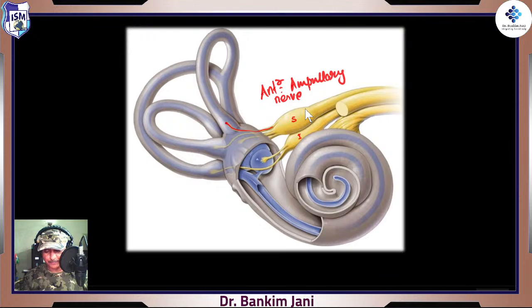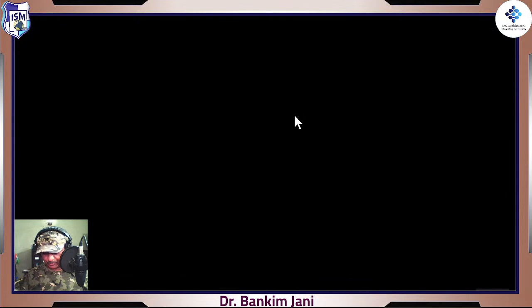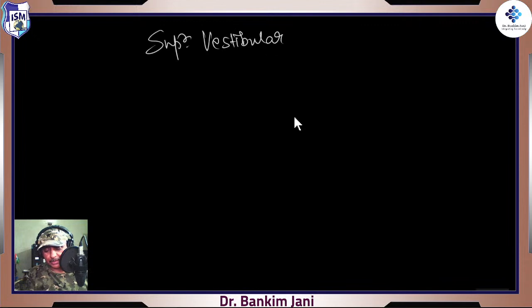Getting the idea? This is what is called the anterior ampullary nerve, that is specially going for all these canals, right? So that's how the distributions will be coming. Just a few, so once we write it, it will become much easier. First things first, we are starting with the superior vestibular ganglia.